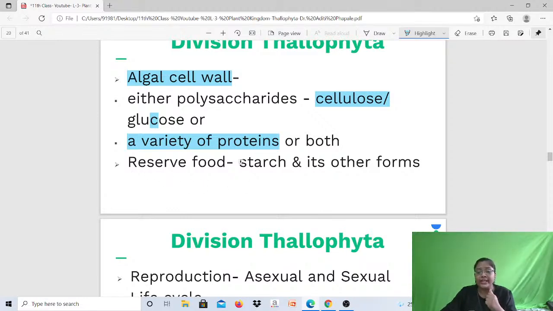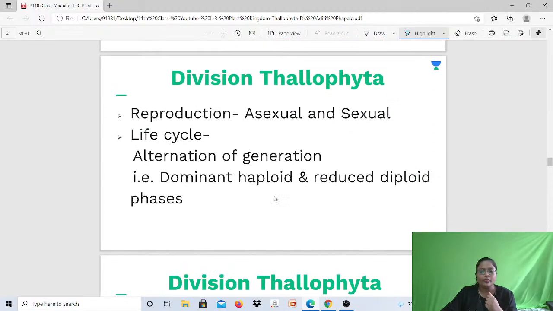They act as reserve food. Okay, the reserve food in them is starch. That you have to remember. The reserve food is stored in the algal cell wall. So food is stored in the form of starch and its other forms. And what is starch? Again, starch is a complex polysaccharide. ठीक है? चलो, that is complex carbohydrate.